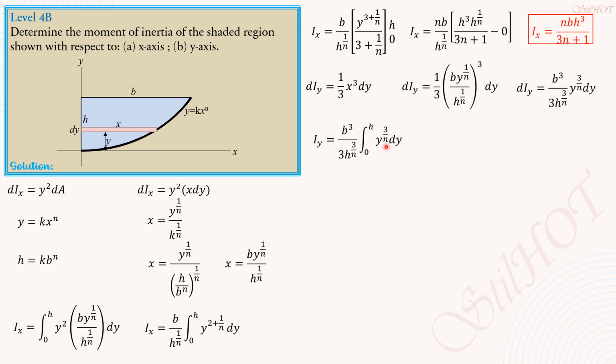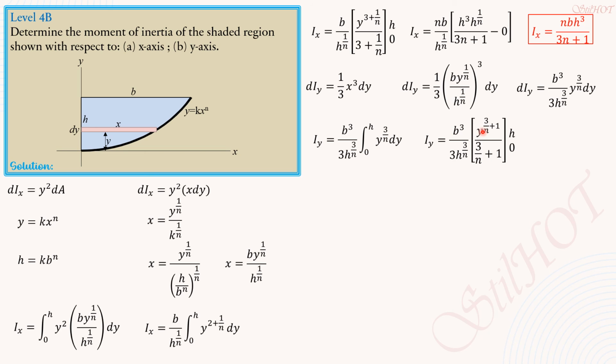The integral of y to the 3 over n dy is y to the (3 over n plus 1) over (3 over n plus 1). So Iy is b cubed over 3h to the 3 over n, times the quantity y to the (3 over n plus 1) over (3 over n plus 1), from 0 to h. Again, the denominator is (3 plus n) over n, so we transfer the n denominator here to the numerator.